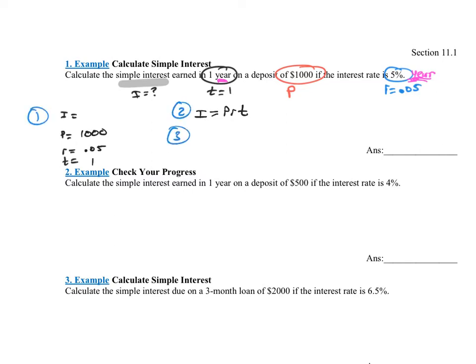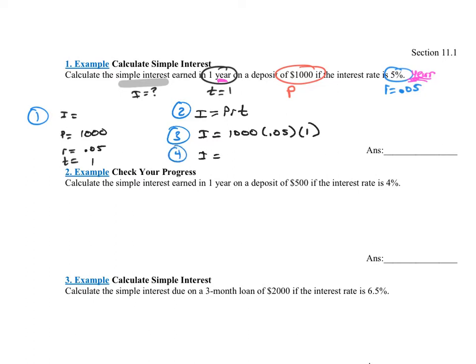Step 3 is plug those in. Okay? So let's plug in the numbers. P was 1,000. R was 0.05, and T was 1. So now what do I do? I've identified the variables, I've identified the formula, I've plugged in the numbers. Now I just use my calculator and get the answer.